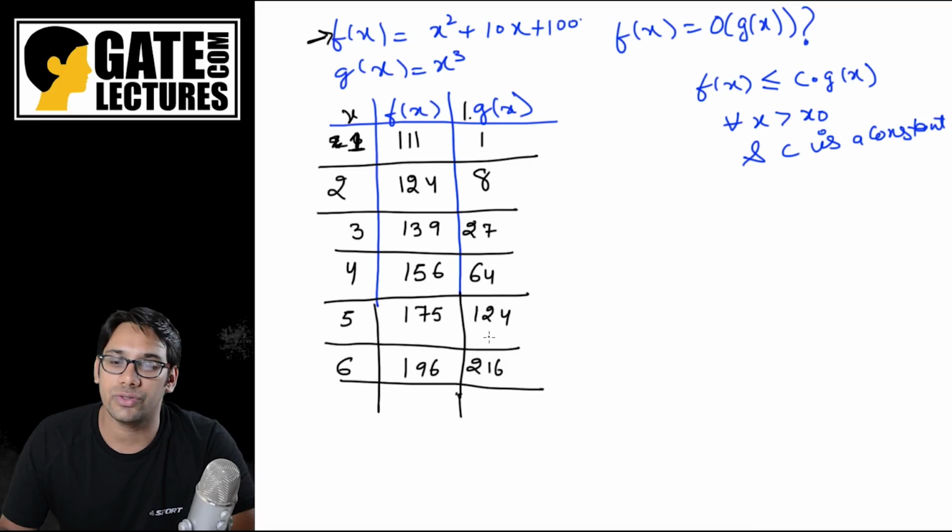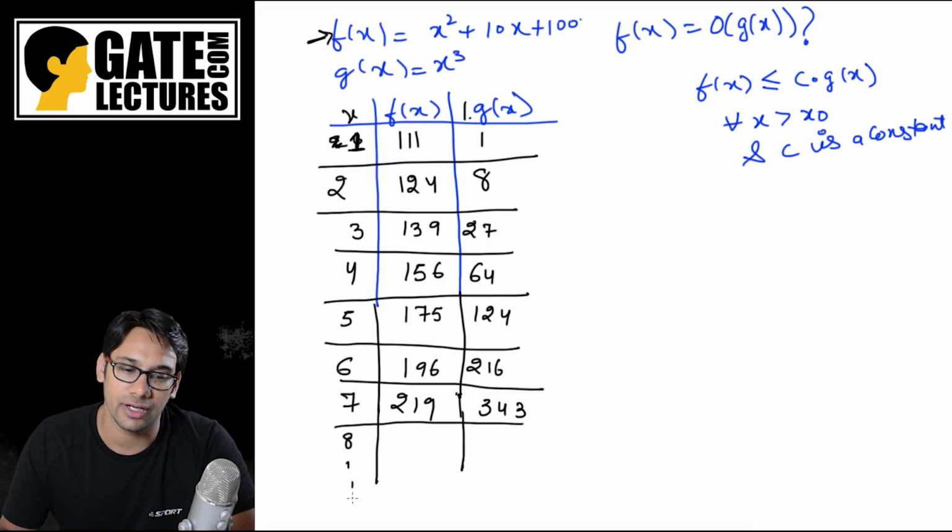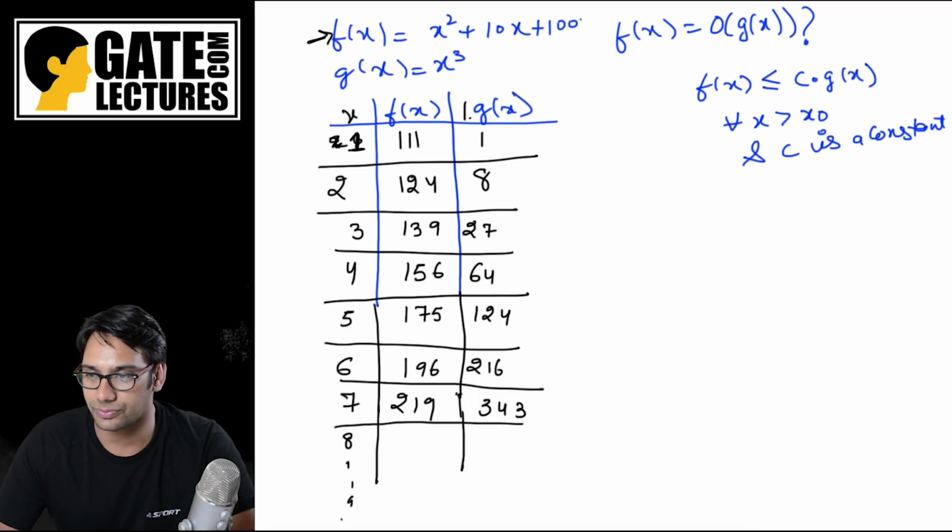Okay, so let us suppose the value of x is 7. So if the value of x is 7, then f(x) is going to give you 49 plus 70, which is 119, plus 100, which is 219, and the value of g(x) will be 343. And if you take any value after this, 8, 9, 10, or so on.